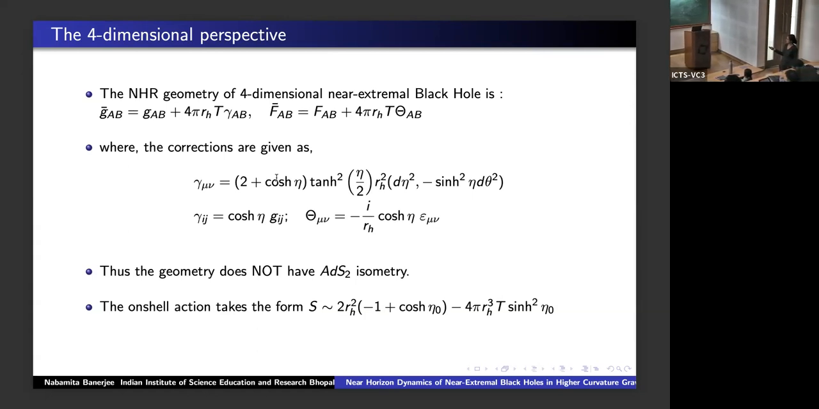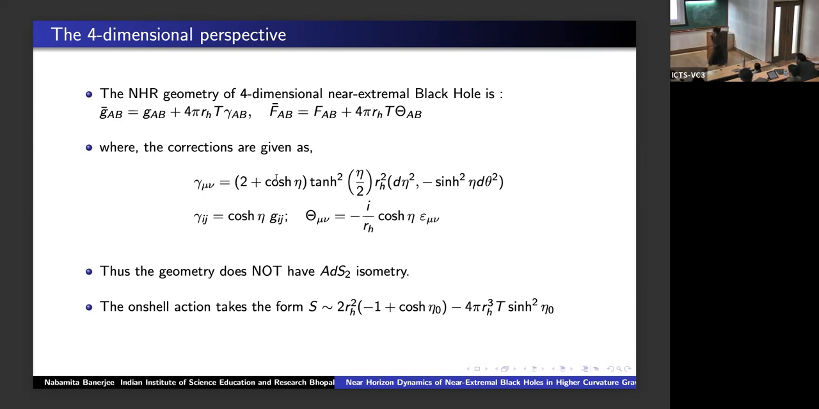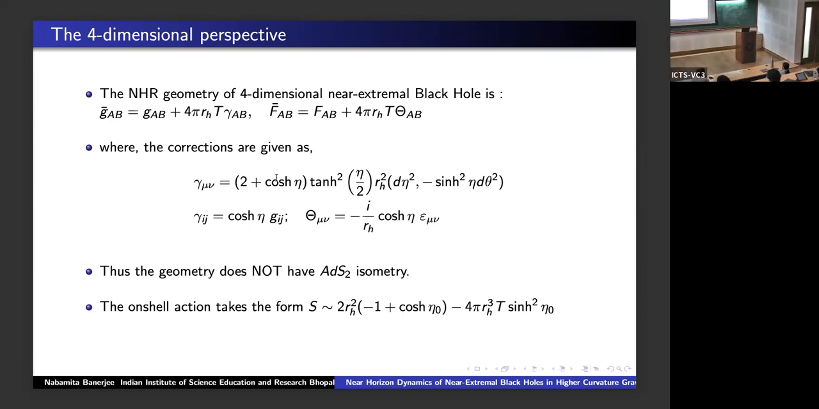So this is the horizon radius, and this is T, the temperature of my system. This eta? Yeah, okay. Good. Eta equal to 0 is my horizon.